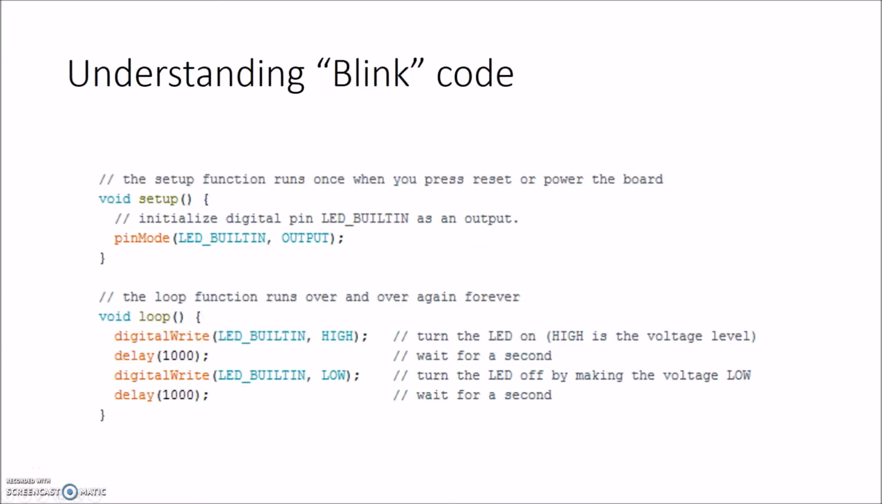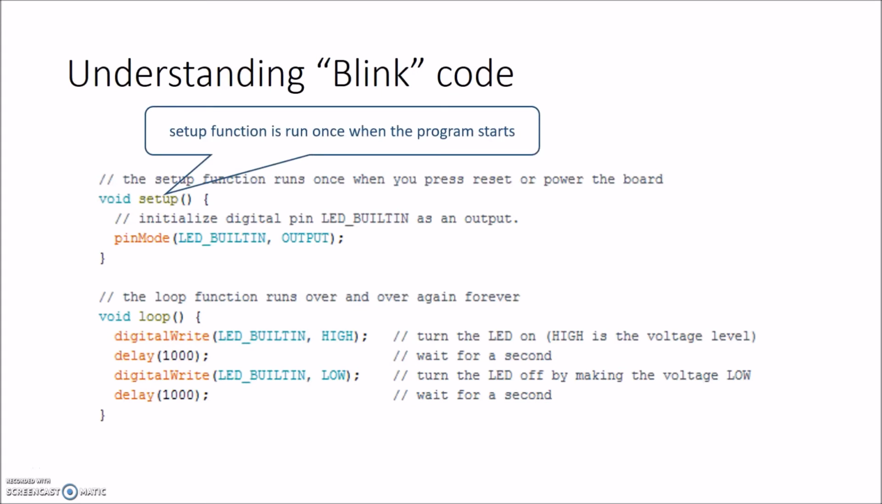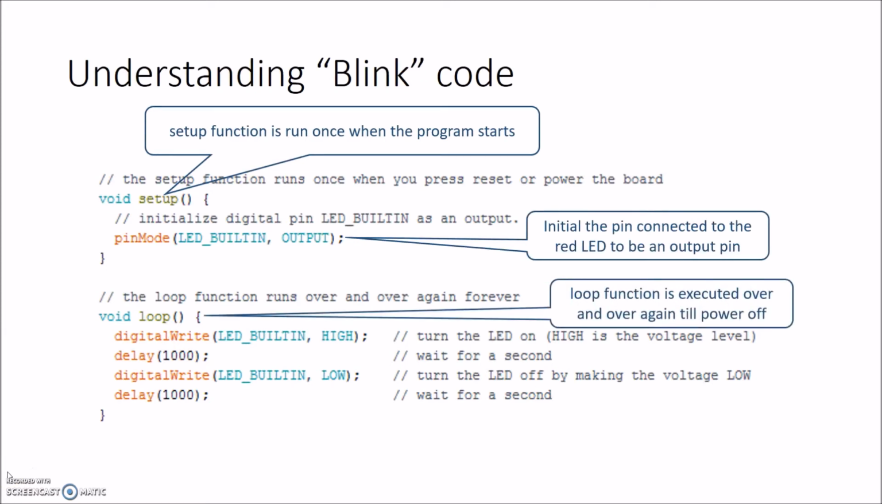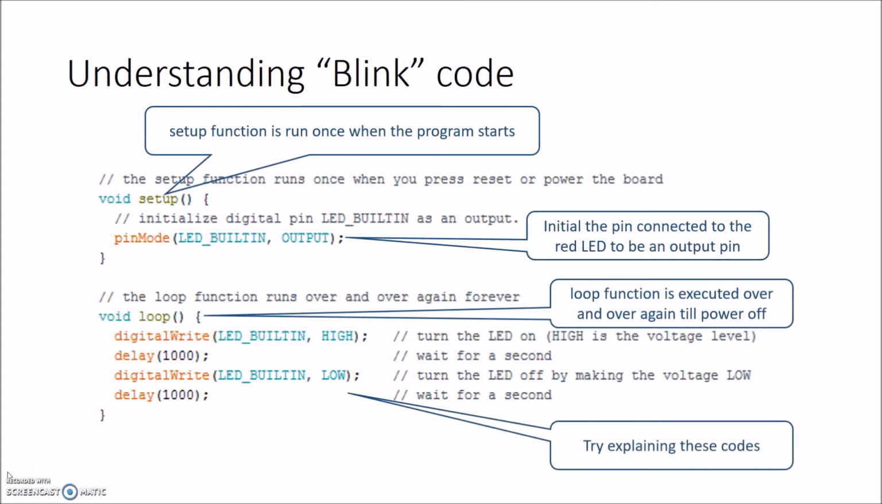Let's try to understand the Blink code. The setup function is run only once, when the program starts. The pinMode function sets the pin connected to the built-in LED to be an output pin. The loop function is executed over and over again until we power off the Arduino.